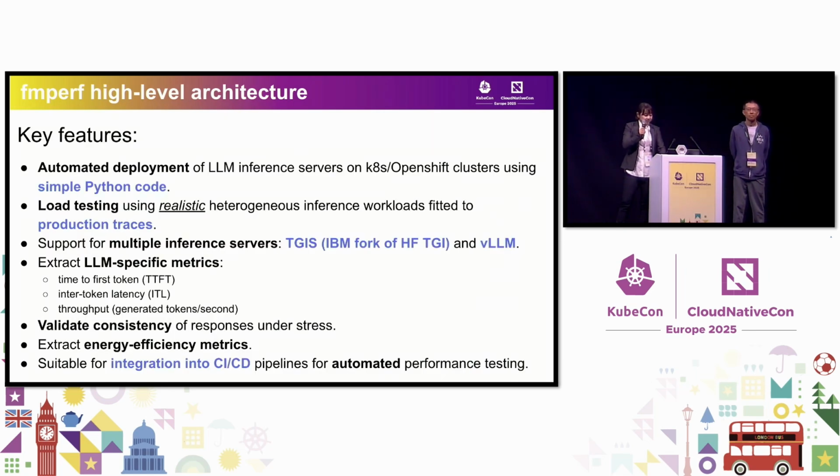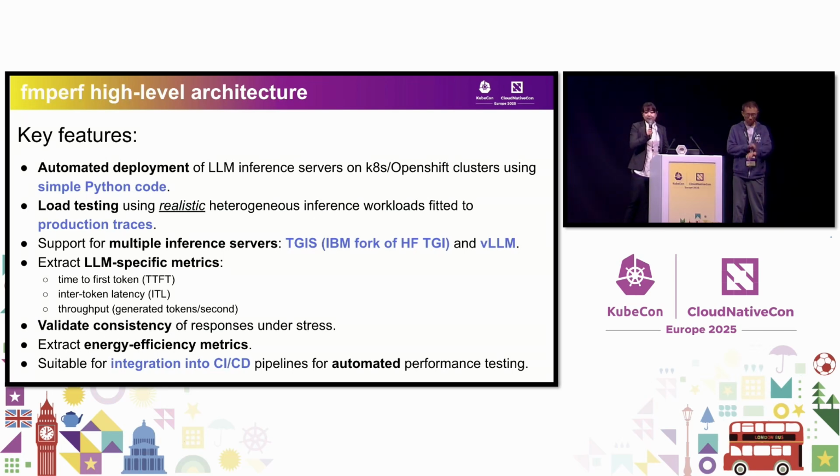So key features of Fmperf: first, it's automated deployment using simple Python code. I will show the example. And then it provides simple load testers for different scenarios, like homogeneous workload scenario, heterogeneous workload scenario, and we also have some models behind the scenes based on our real production traces. So you have more realistic workload testing. And right now it supports multiple inference servers, and we will expand the list in the future.